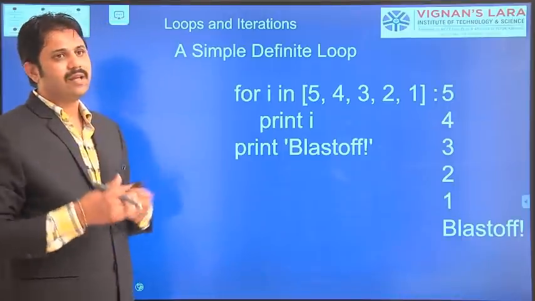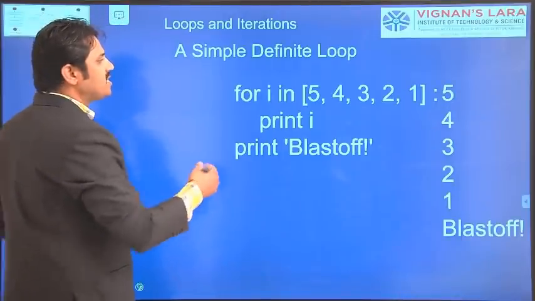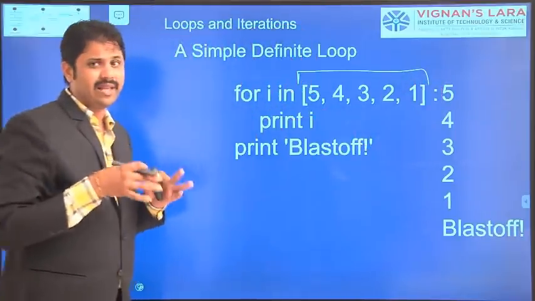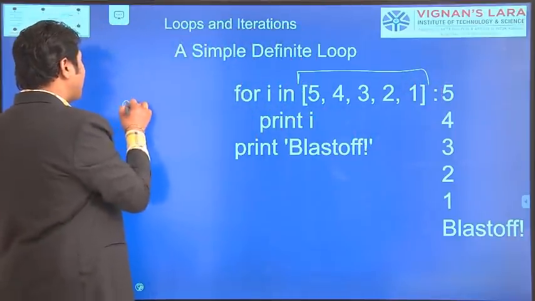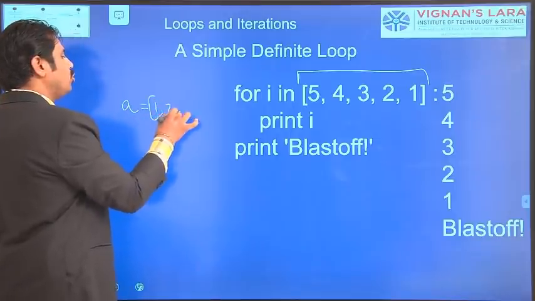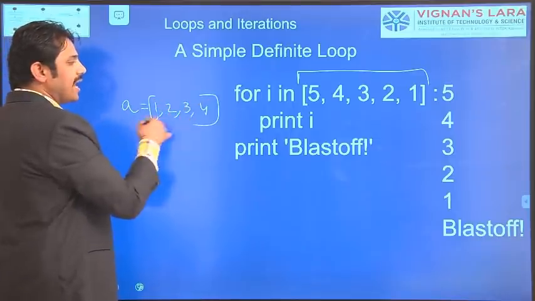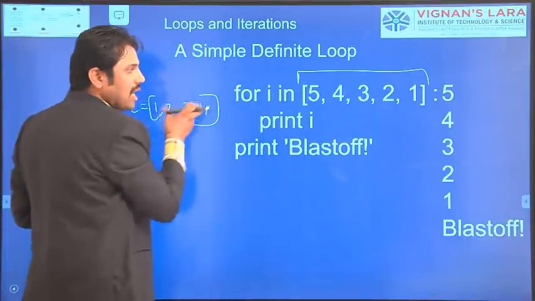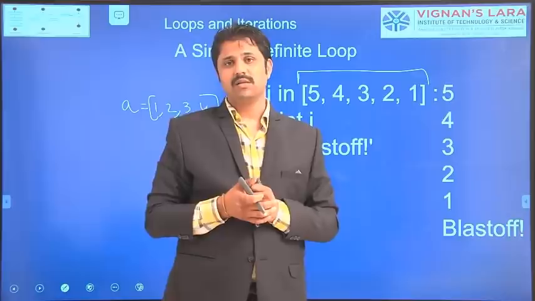Okay, so let us see the for loop. Let us take this as an array. We have arrays already. For example, A equals 1, 2, 3, 4, 5. This is an array. Python allows this procedure.